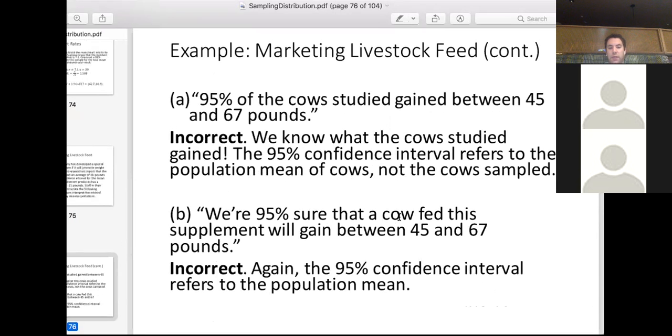So here we see that they said that 95% of the cows studied gained between 45 and 67 pounds. And we could say that's incorrect because we know what the cows studied gained. The 95% confidence interval refers to the population mean of cows, not the cows that were sampled.